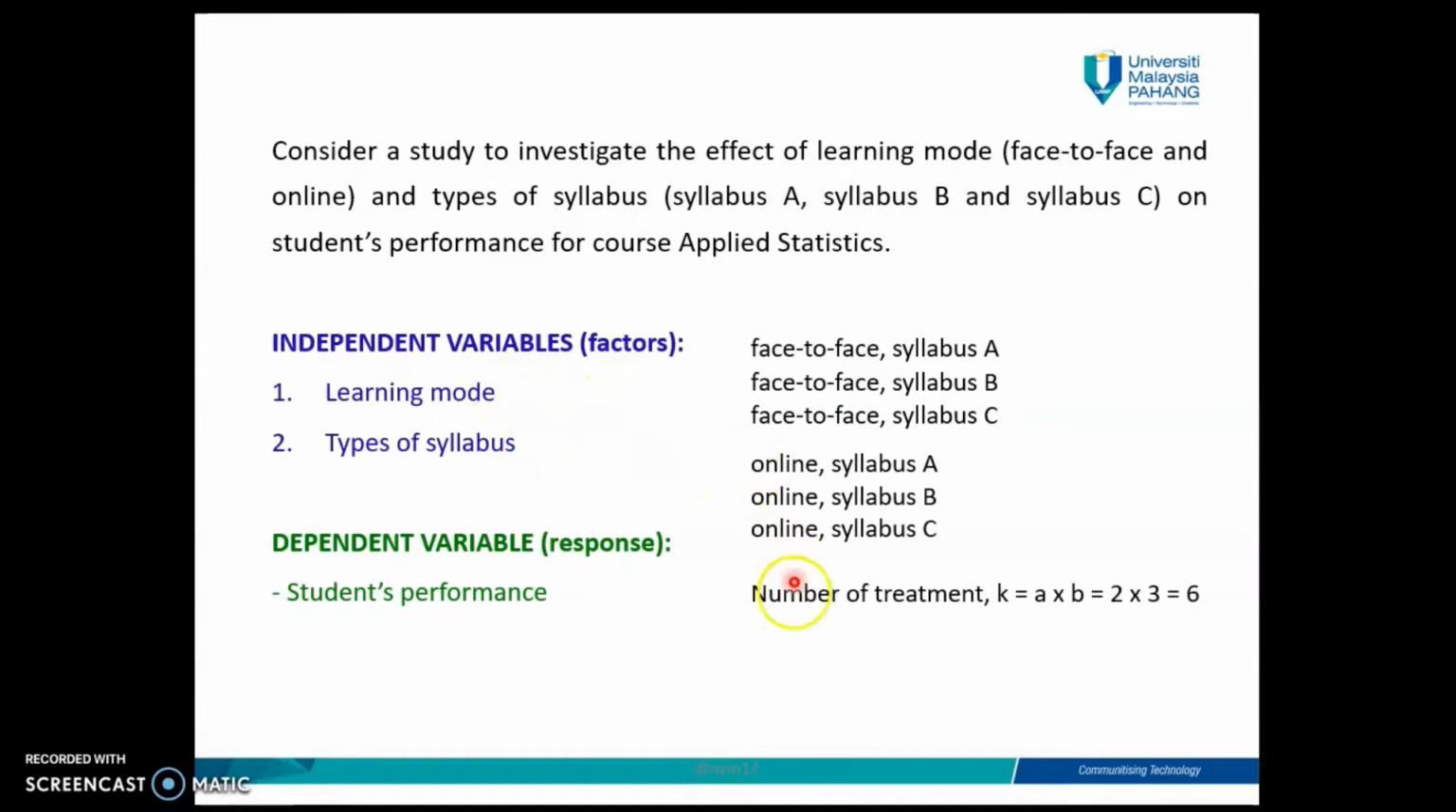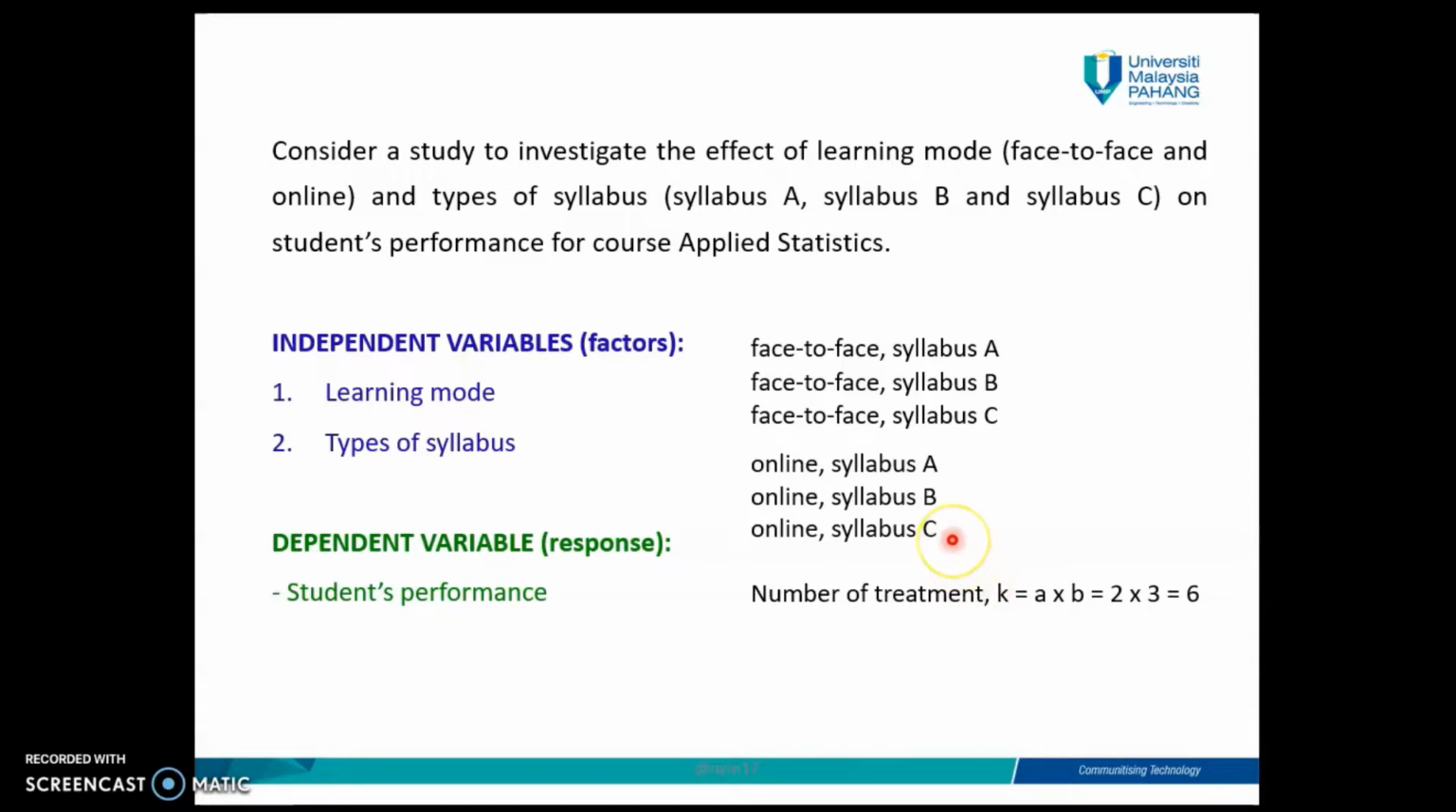So in other words, the number of treatments here, which is K, is equal to A multiplied by B. A here is the number of levels for factor A, which is 2 levels, face-to-face and online. And B here is the number of levels for factor B, which in this case we have 3: syllabus A, syllabus B, and syllabus C. So 2 multiplied by 3, you will get 6. This is how you determine the number of treatments for a two-way ANOVA analysis.